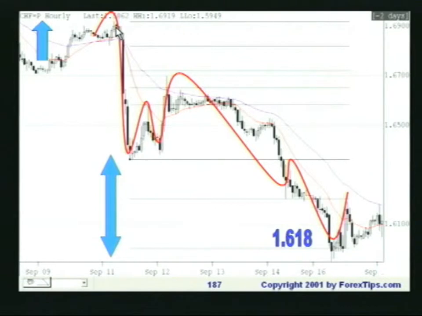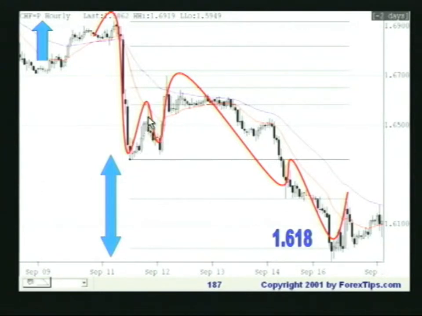Here's the original swing. There's the high, there's the low. The world is in chaos. No one knows what's going on. No one knows where terrorist attacks are going to happen next. Yet the currency moves in a Fibonacci sequence.